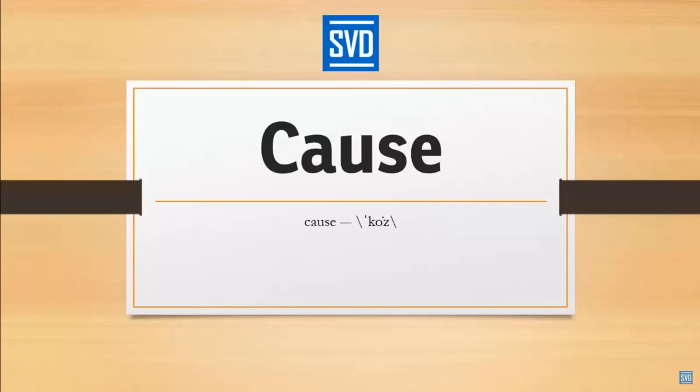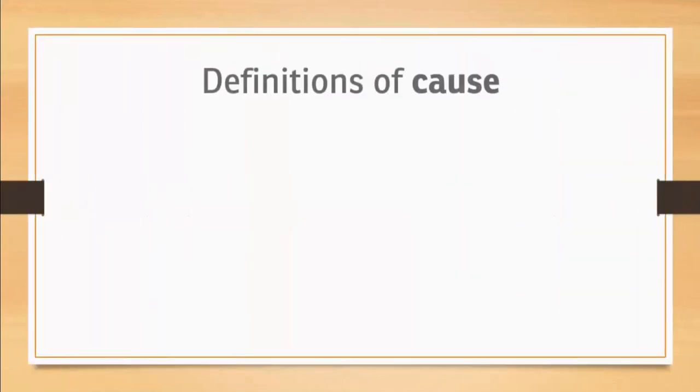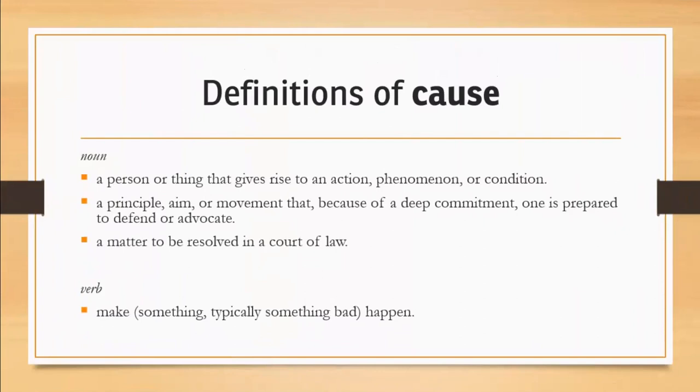You are watching an informative video to learn more about an English word, cause. C-A-U-S-E. Cause. Definitions of cause. Noun. A person or thing that gives rise to an action, phenomenon, or condition. A principle, aim, or movement that, because of a deep commitment, one is prepared to defend or advocate. A matter to be resolved in a court of law. Verb. Make something, typically something bad, happen.